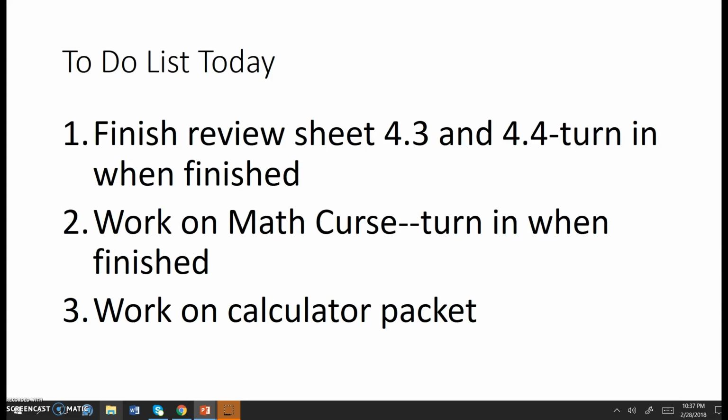If you still have time that you need to fill at the end of the hour, you may read, but I think this is going to take most of you, if not all of you, the rest of the hour. So please make sure you're working on those things. I don't want any bad reports, and I will see you guys tomorrow.